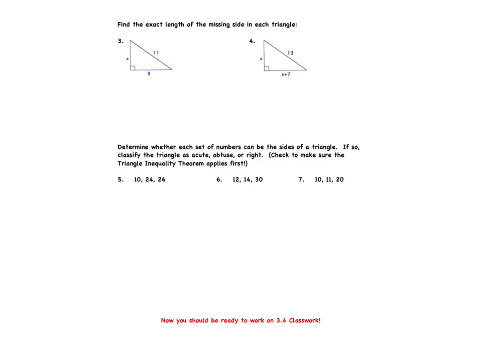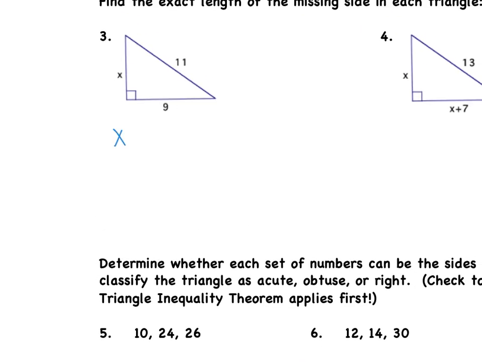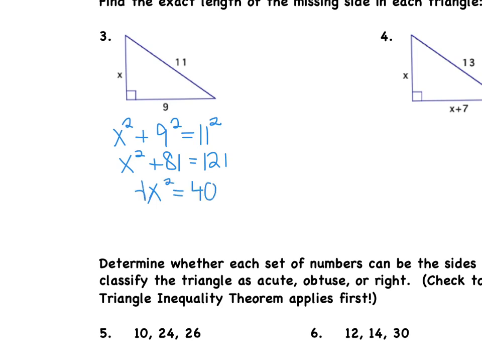Let's take a look at number 1 over here. It says to find the exact length of the missing side in each triangle. So I have right triangles. I could see that based on the right angle markings, and so therefore I'm going to do Pythagorean theorem. X, the leg, squared, plus the other leg, which is 9 squared, is going to equal the hypotenuse, 11 squared. Let's clean this up. 9 squared is 81. 11 squared is 121. Now I have to subtract 81 from both sides, so I have x squared equals positive 40.